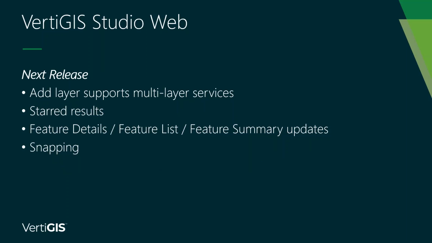What is coming in the next release of VertiGIS Studio Web? So this is the 5.21 release. We have done the work. It's now in master and ready to go around supporting multi-layer services with add layer. I know a couple people even this week were emailing me and asking me about this one, yes, it's there. Yes, it works great. In fact, you can even do more than one service at a time and then sub-pick your layers. So I think we've done a good job on that interface.